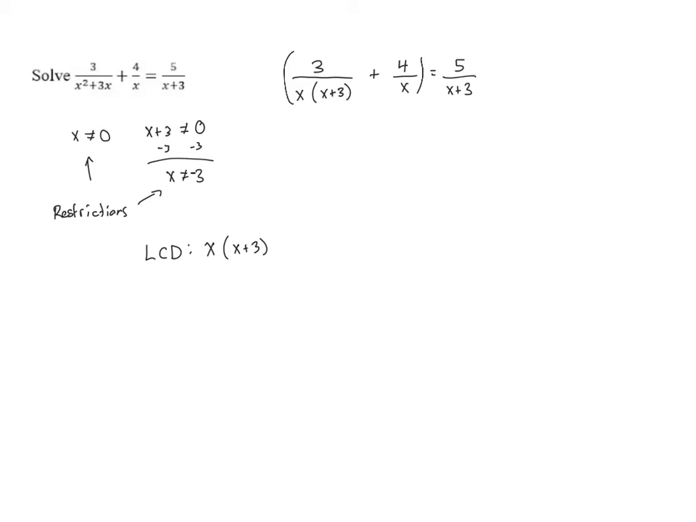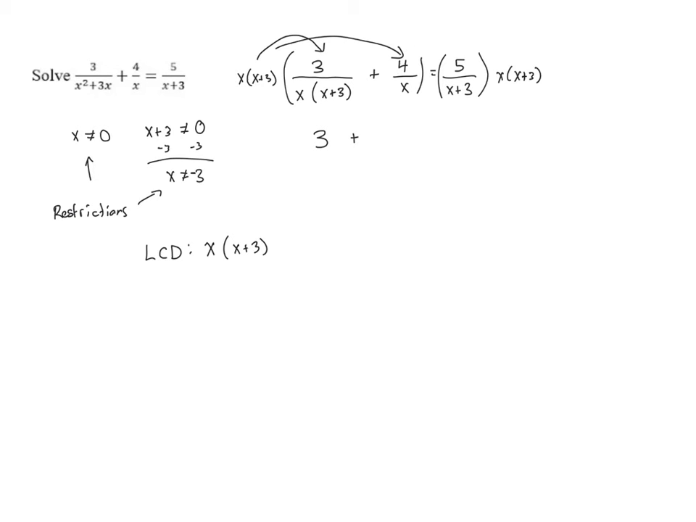And so now we need to multiply both sides of this by x times x plus 3. It's a little bit more complicated, but it shouldn't be a problem. Let's look on the left. We're going to have to distribute the x times x plus 3 to both of those terms. In the first term, the denominator is x times x plus 3. So when we multiply by x times x plus 3, the x's and the x plus 3's cancel, and we're just left with that 3.